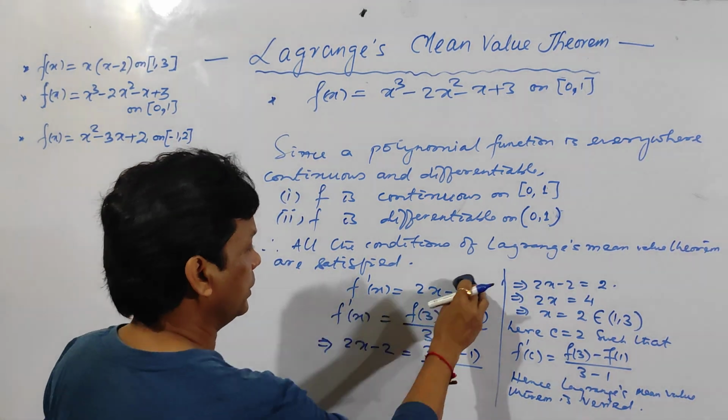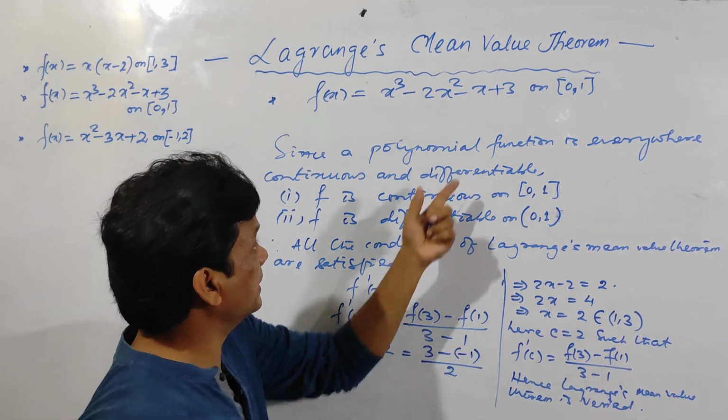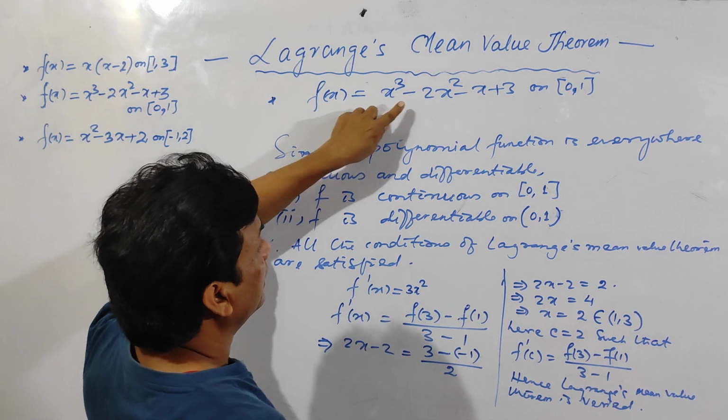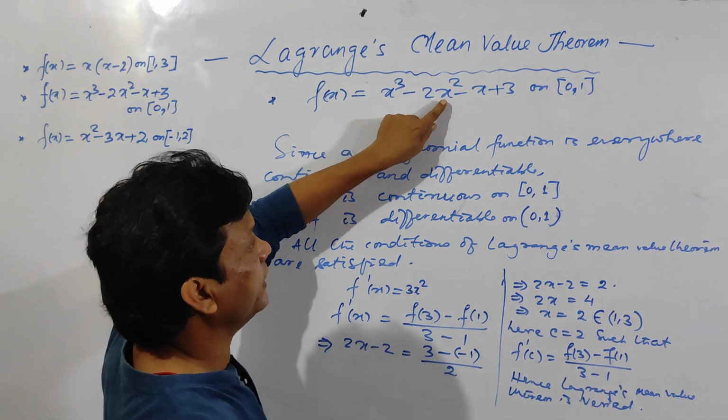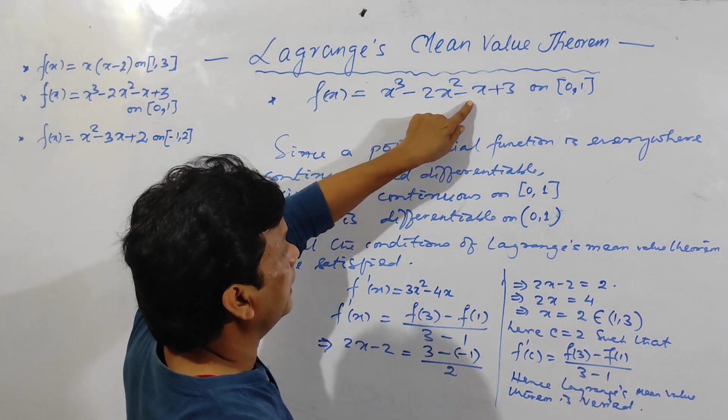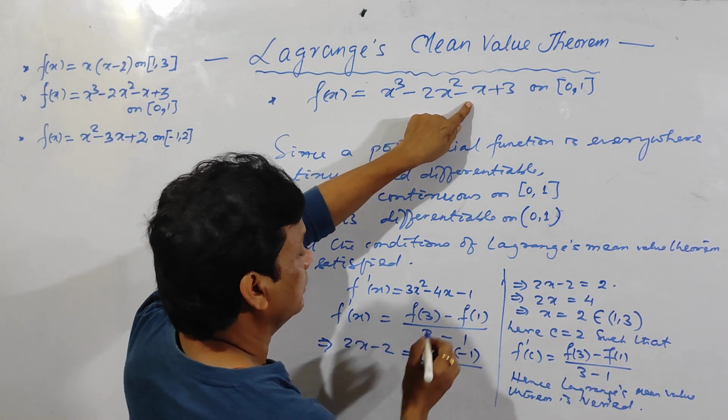Now, what is your derivative? What is f dash x? Derivative of x cube is 3x square, and derivative of x square is 2x. 2x into 2 it is minus 4x, and this is minus 1. Clear?